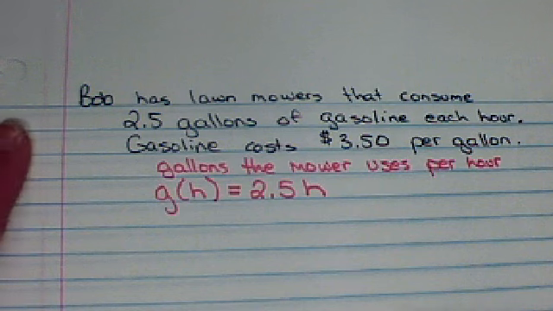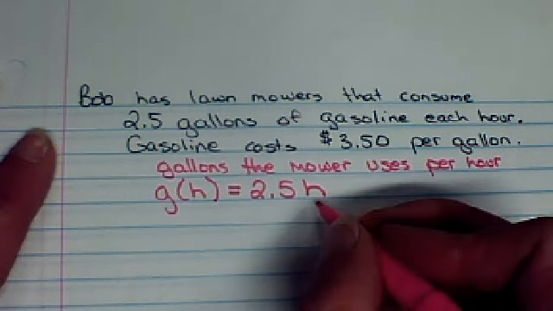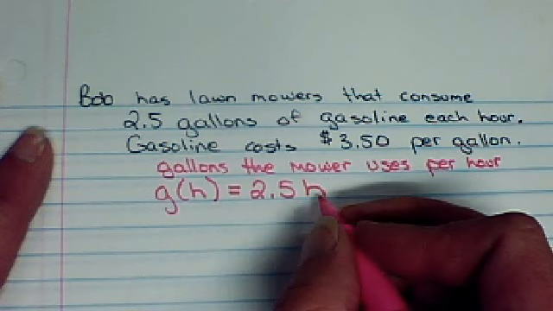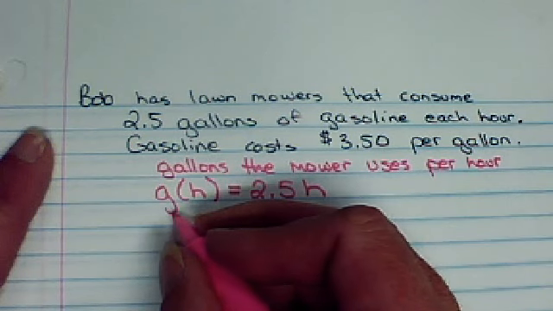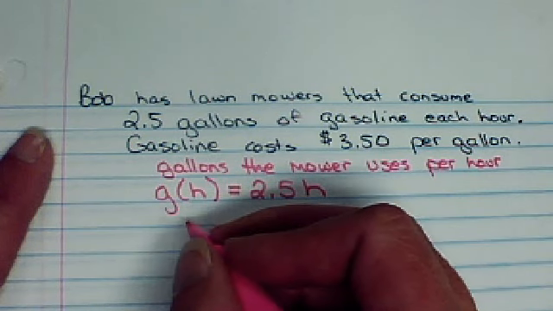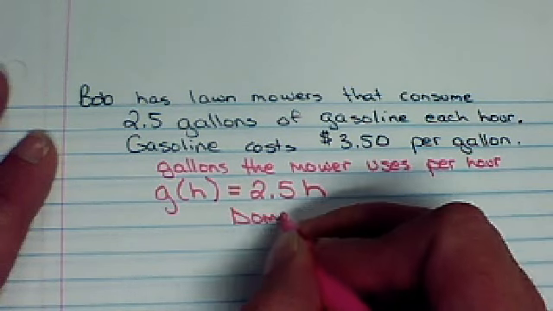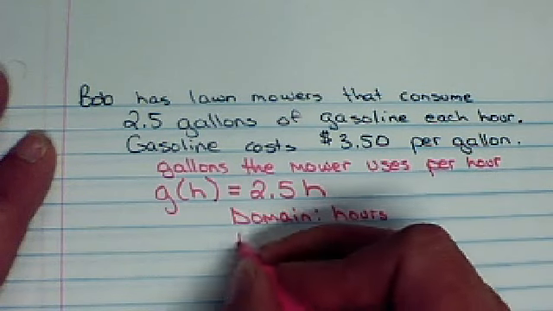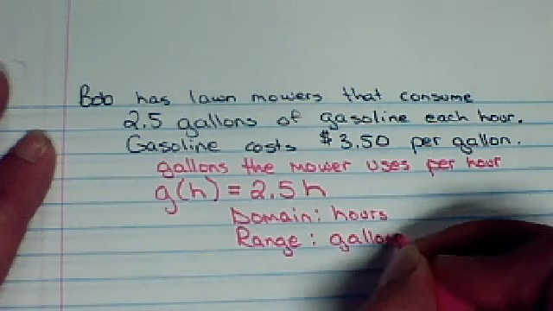But what I really want to get here is what is my domain and range, what's my independent and dependent variable. The independent variable is your H, and it represents the hours. The dependent is G, and that's my gallons of gasoline. So let's talk about our domain and range as far as units. The domain are my hours, and the range are the gallons of gas.